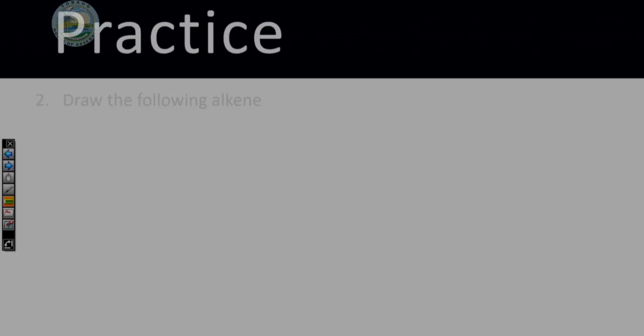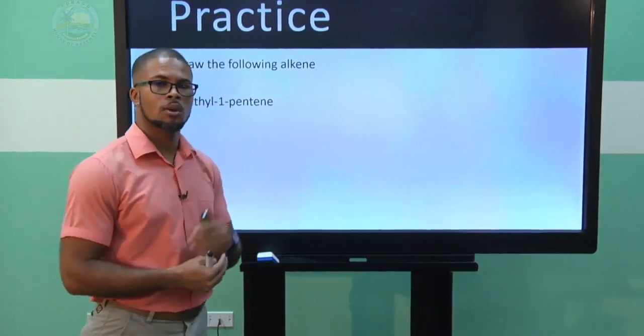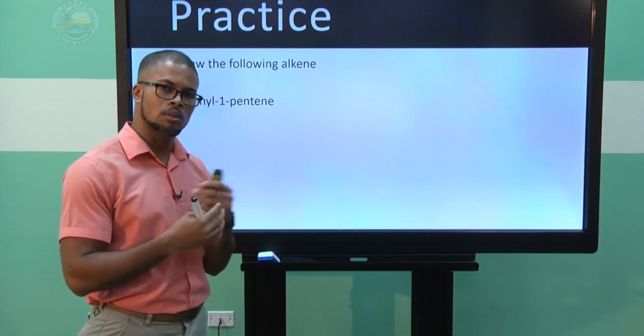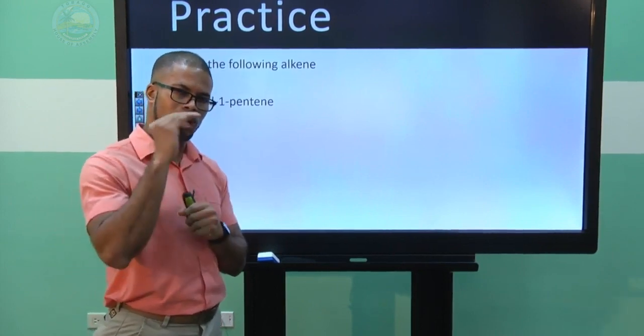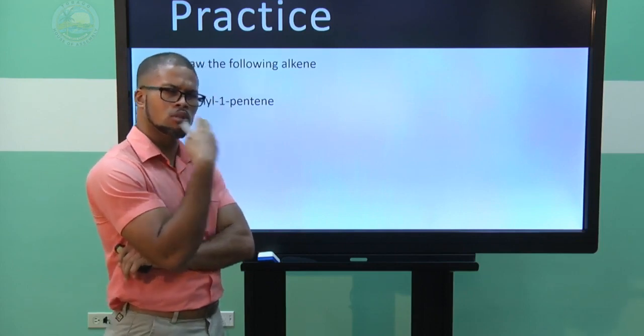Let's look at the practice again. So let's look at another one. Draw the following alkene. Okay? So we're going to do a reverse now. We're going to reverse this process. So we have to draw this one. What am I going to do? So you know exactly how to name a compound. So if they give you the name, you should be able to draw it.